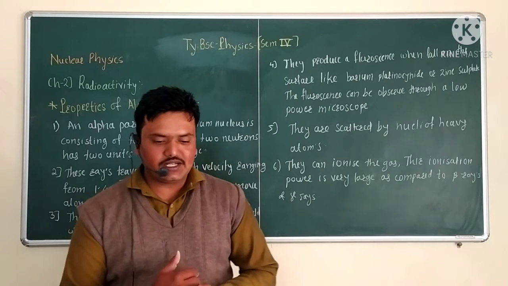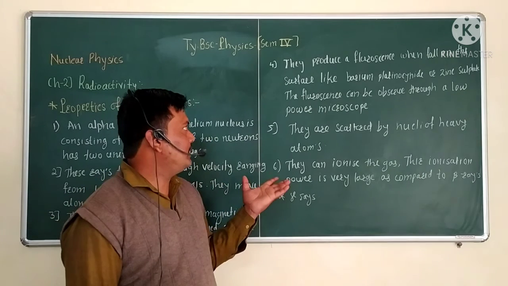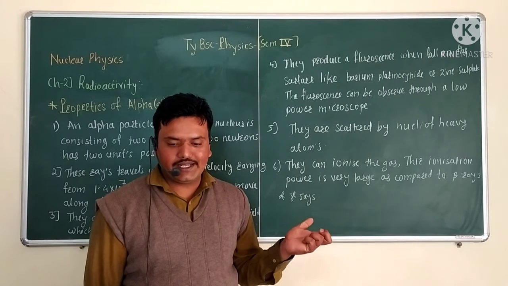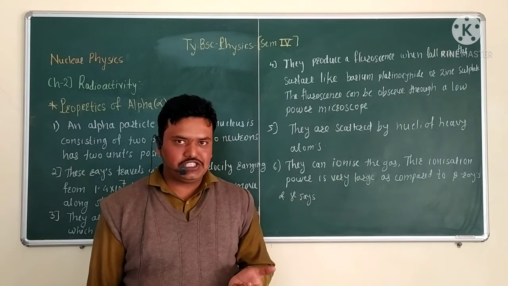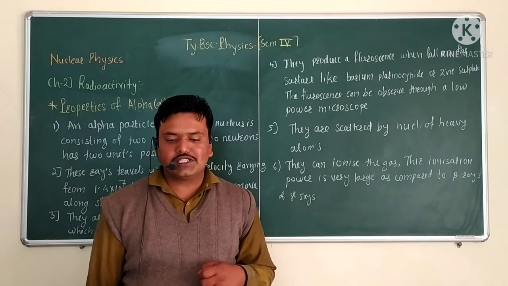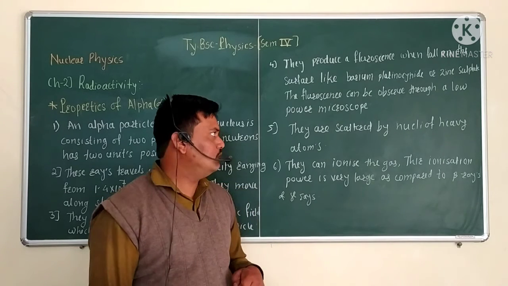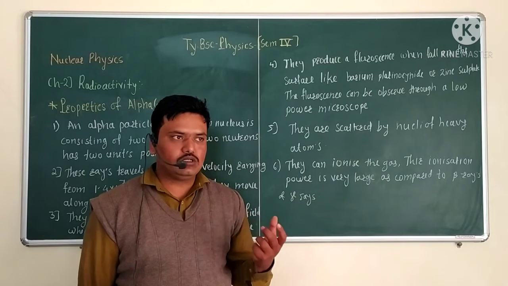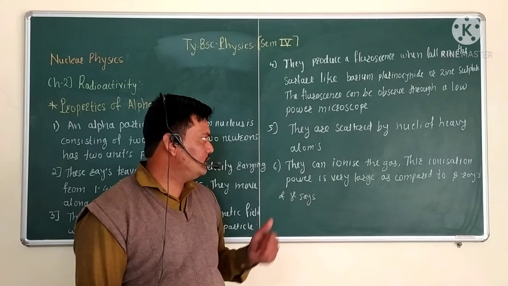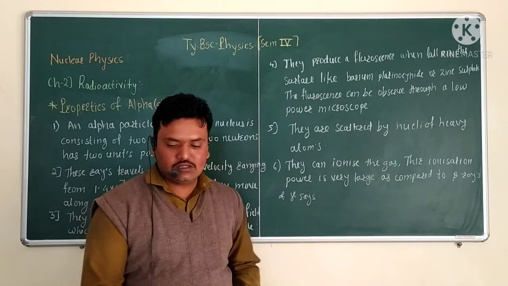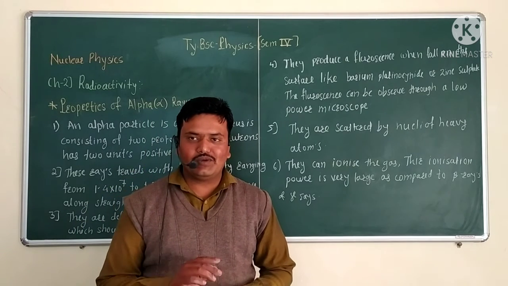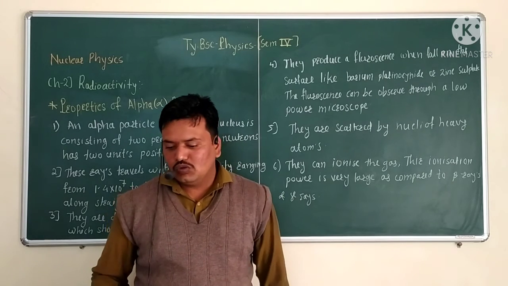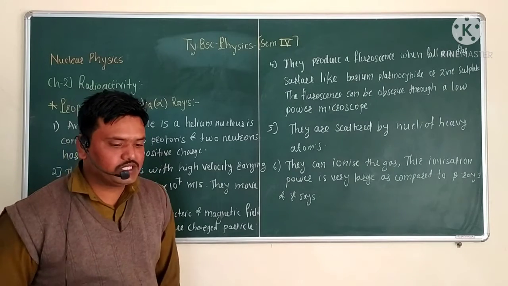The next property is that the alpha particle produces fluorescence when it falls on materials like barium platinocyanide or zinc sulfate, and the fluorescence can be observed through a low power microscope. Next, the alpha particle is scattered by nuclei of heavy atoms. And the last one, the ionization power of the alpha particle is very large as compared to the beta particle and the gamma particle. Now next, we want to see the properties of the beta rays.